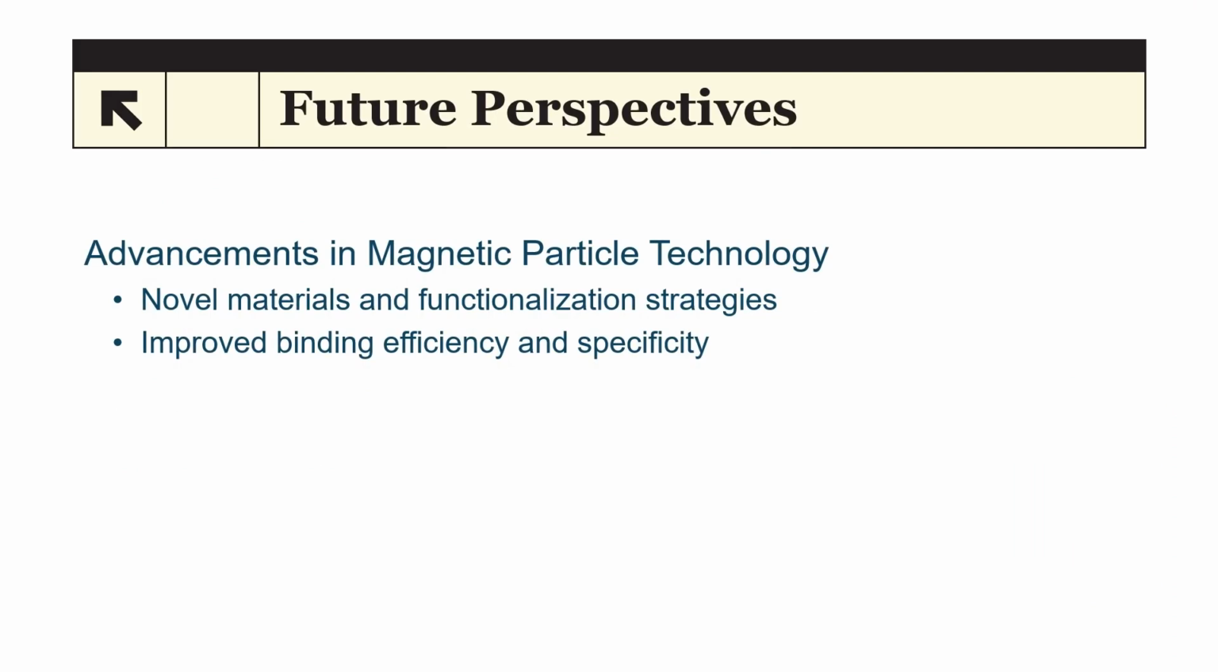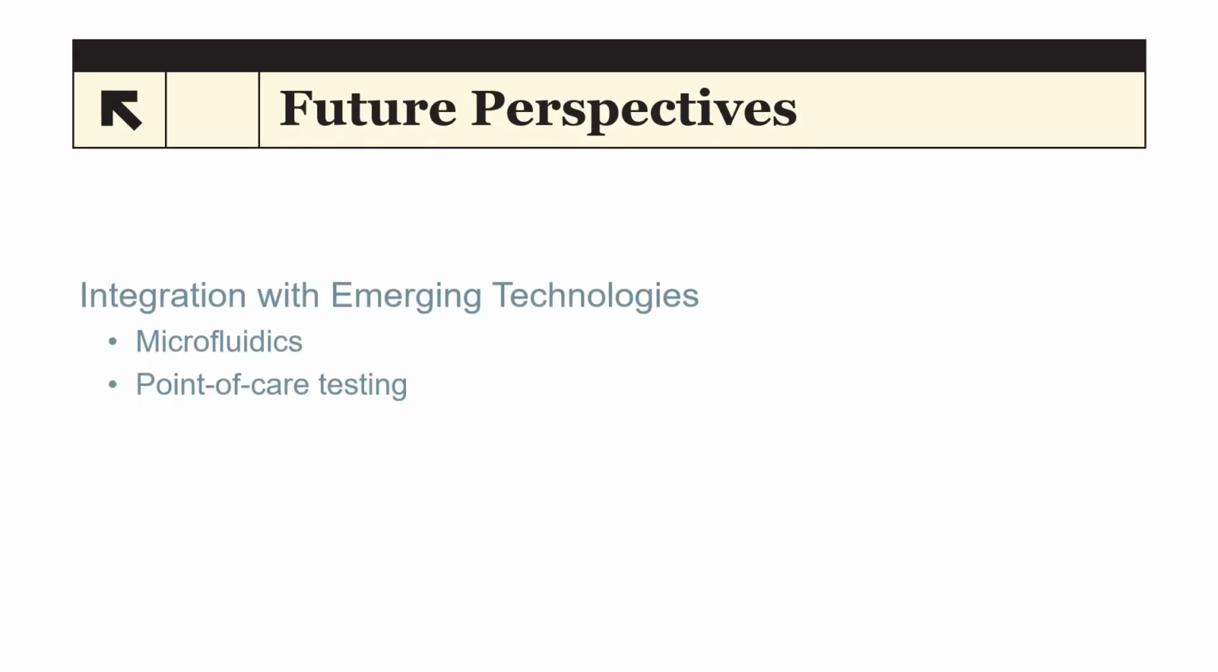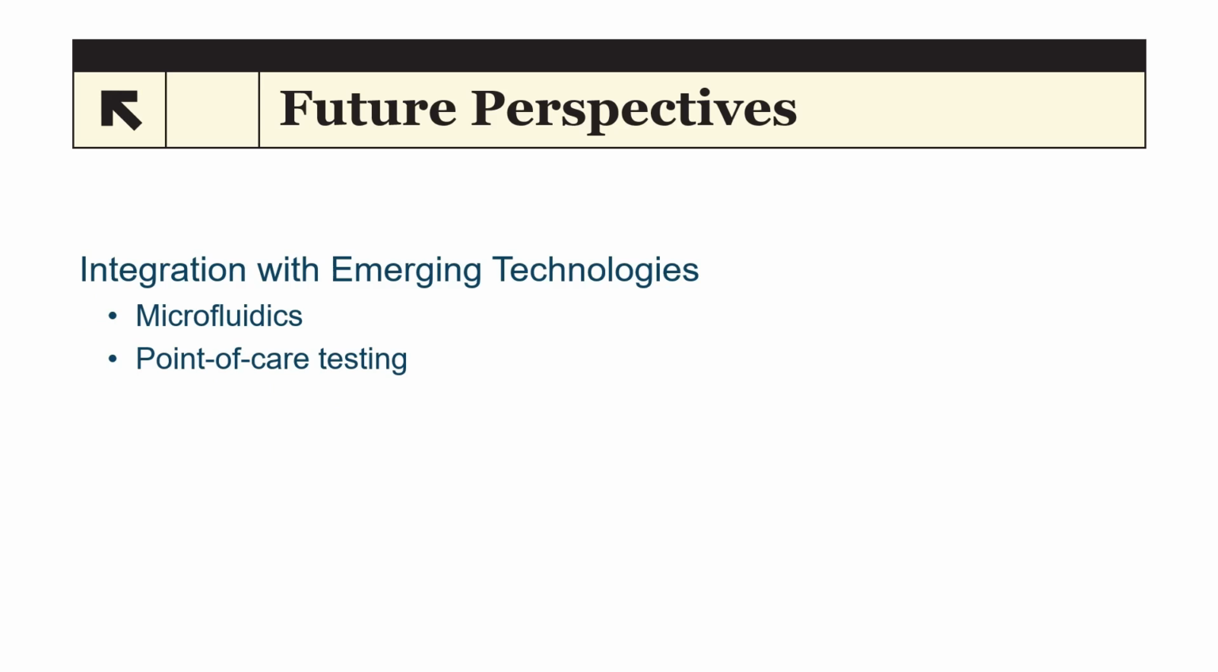But how can we make them even better? One area of intense research is the development of novel materials. By exploring materials like cobalt ferrite and manganese ferrite, we can create particles with improved magnetic properties and biocompatibility. Another exciting development is the integration of magnetic particles with microfluidic devices. These tiny, fluid-filled channels allow us to perform complex biological assays on a very small scale. By combining the power of magnetic particles with the precision of microfluidics, we can develop rapid, sensitive, and automated cfDNA analysis platforms.